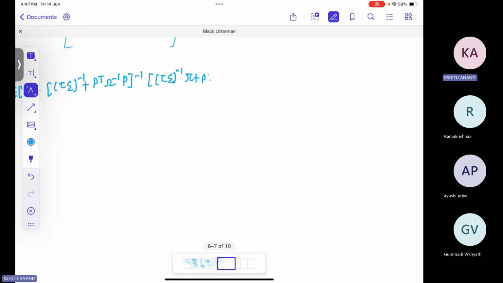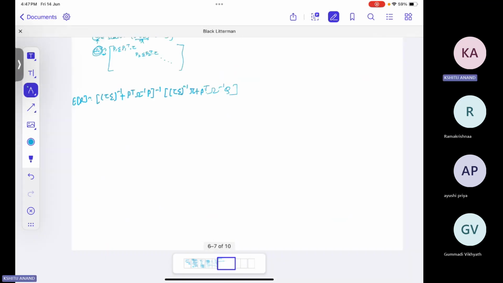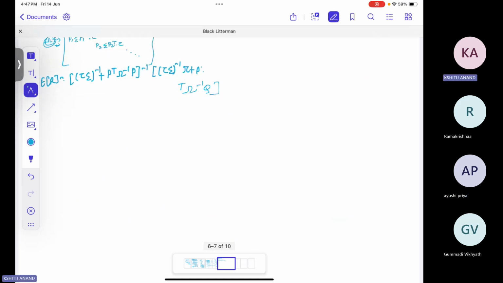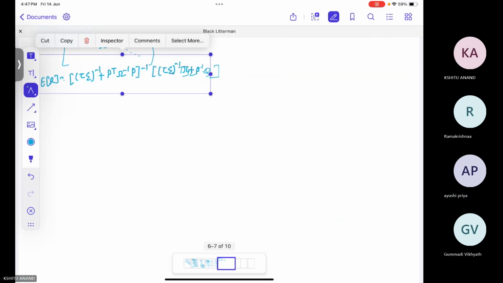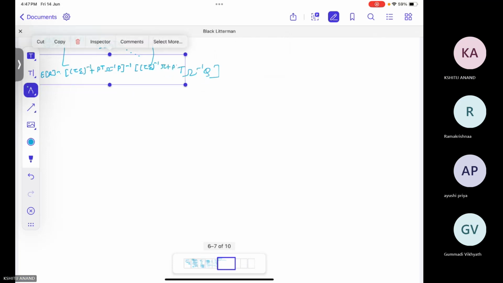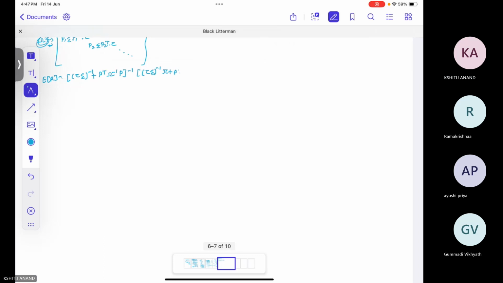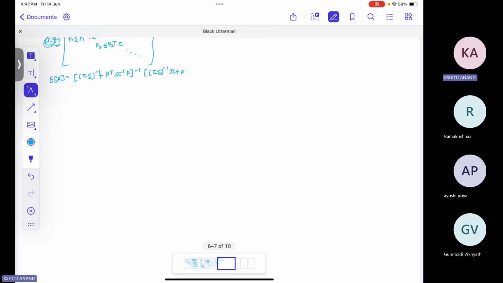So this is the Black Litterman model, right? So if you see, it will be P transpose, this matrix, and Q. Now this is the expected return.